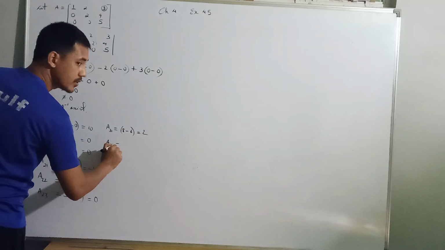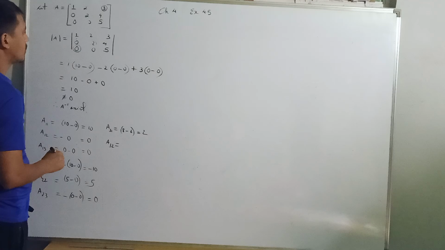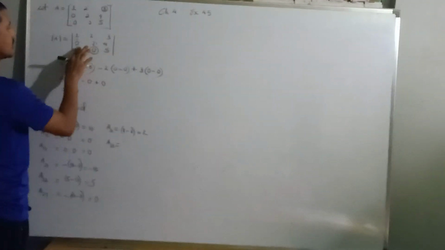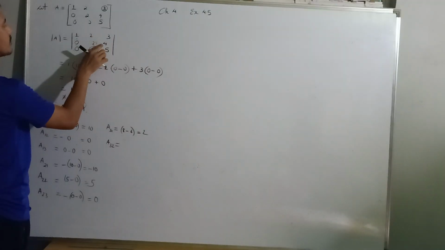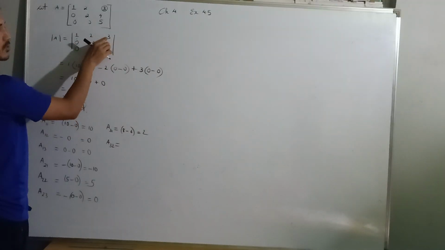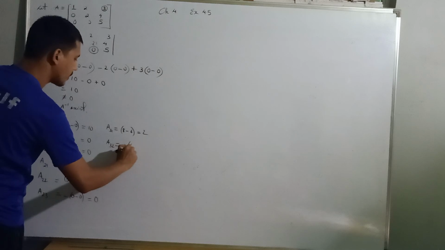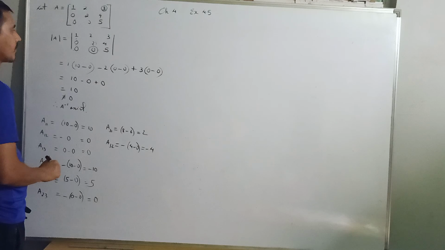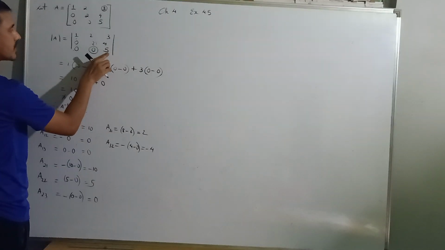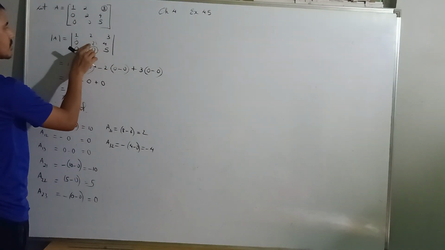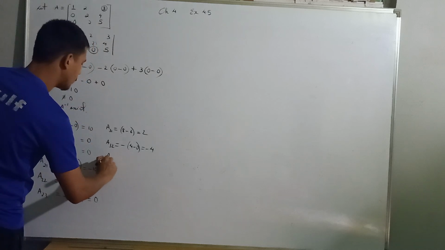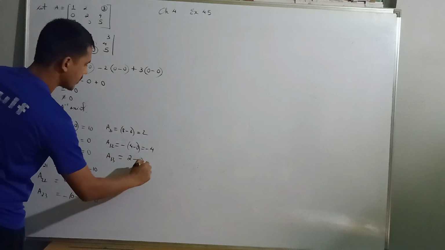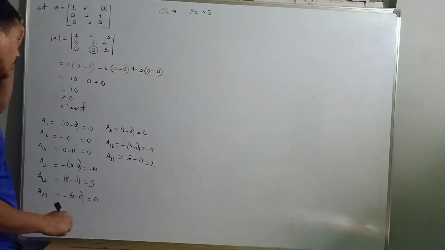What about A32? What about the minor of this element? 1 4 times is 4 minus 0 3 times is 0. 4 minus 0, that's minus 4, right? What about this one? Minor of this element: 1 2 times is 2 minus 0 2 times is 0. So that is 2.